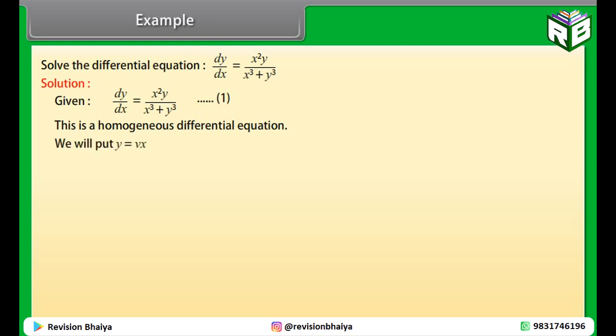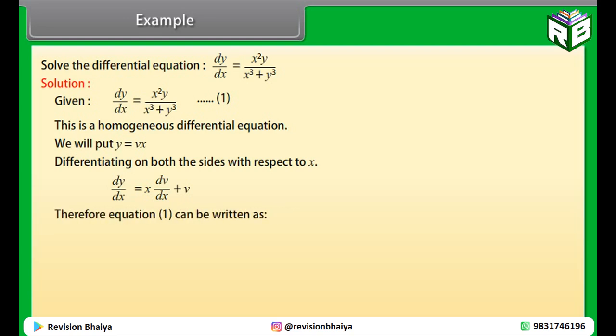We will put y as vx. Differentiating on both sides with respect to x, dy by dx equals x into dv by dx plus v. Therefore, equation 1 can be written as v plus x into dv by dx equals vx cube by (x cube plus v cube x cube). v plus x into dv by dx equals v upon (1 plus v cube).